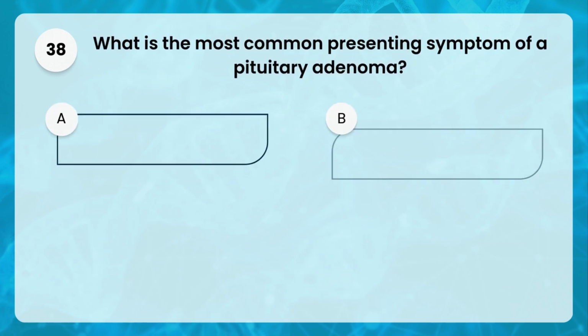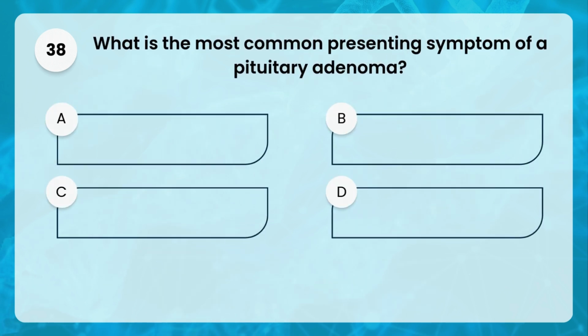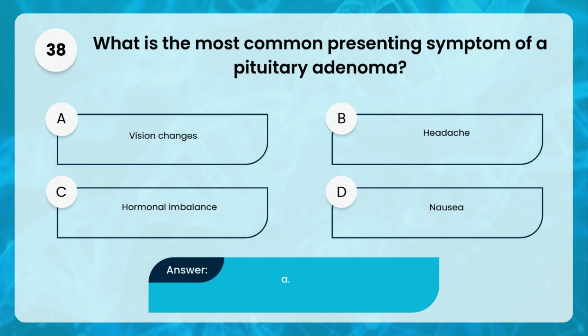Number 38. What is the most common presenting symptom of a pituitary adenoma? A. Visual changes. B. Headache. C. Hormonal imbalance. Or D. Nausea. The answer is A.